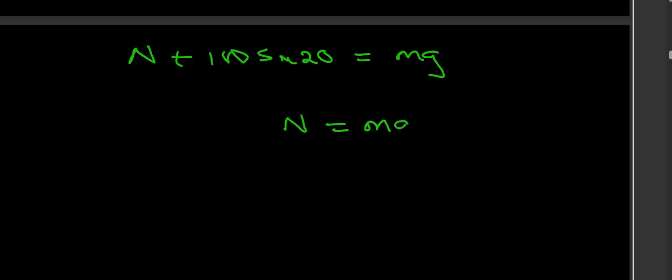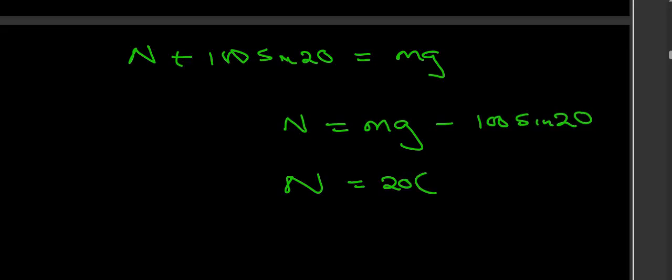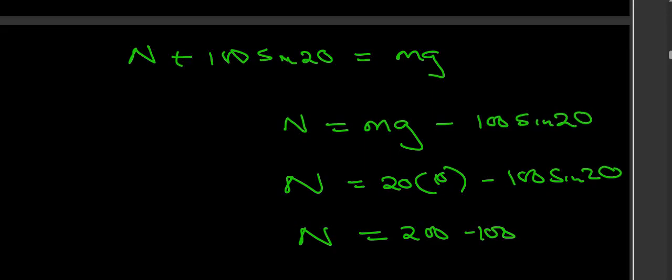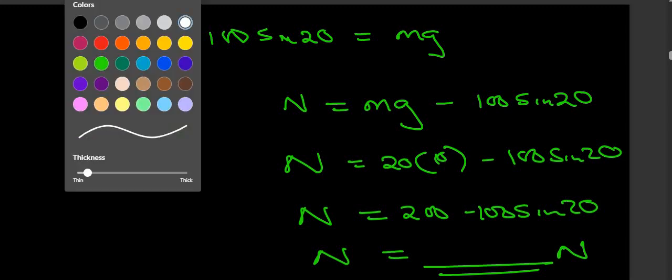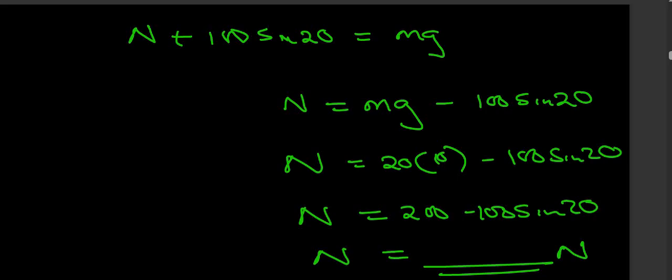meaning our normal force is just mg minus 100 sine 20. If the mass was 20, then 20 by g, I'll use g as 10, then minus your 100 sine 20. So here you can punch this, you get your normal force. This is 200 minus 100 sine 20. So what do you get as your normal force? Anyone sitting next to a calculator can punch this in.